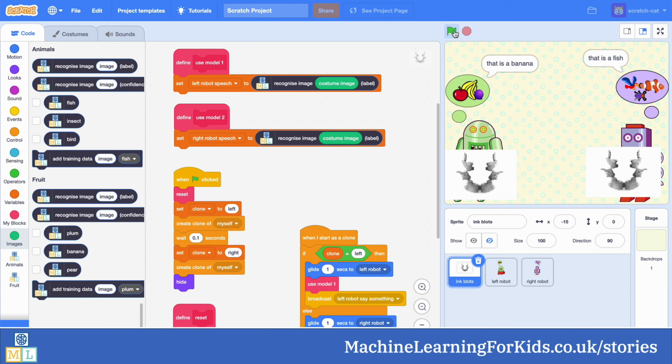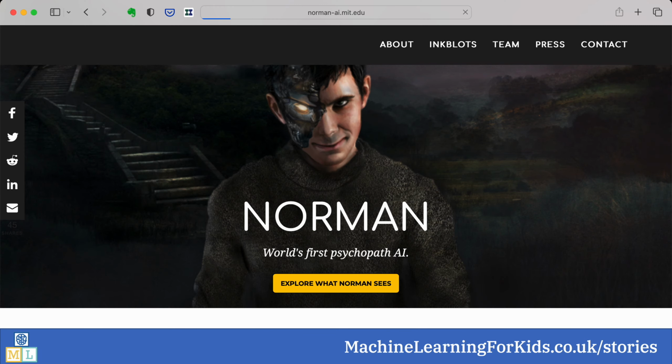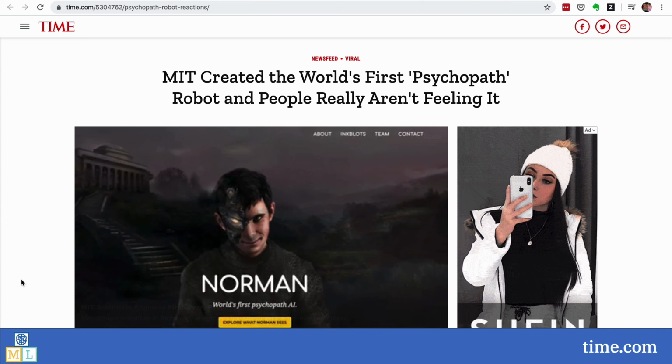My reason for getting them to work through this was a machine learning project that had received some media coverage a year or so earlier. The project, called Norman, involved training a machine learning system to recognize images from horror films, and then using that model to generate descriptions of inkblot images. What the students had created was a much simplified version of that same project, and with a kind of similar outcome. The students went through a collection of the news media reports about the Norman project, and they discussed what they thought of the way that the project was described in the media.